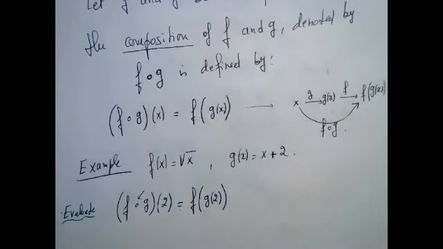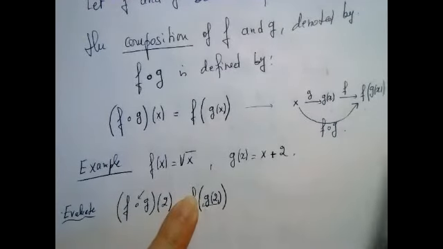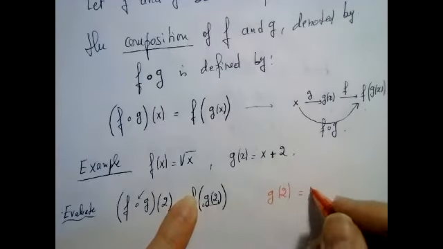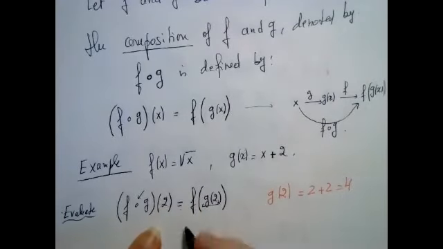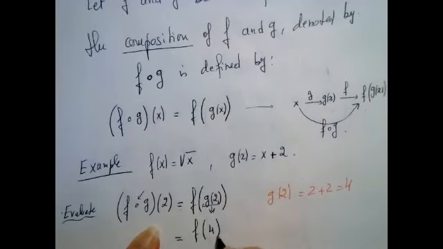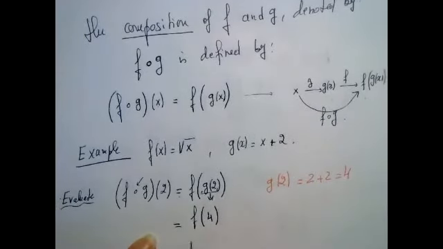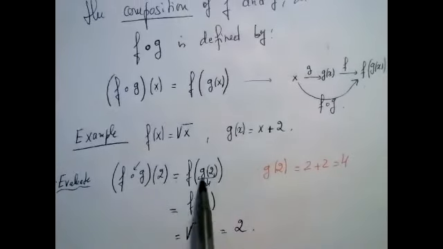So let us compute that. To find this, first I need to find g of 2. So on the side, I'm going to compute g of 2. g of 2 is 2 plus 2, which is equal to 4. So this is going to become f of 4, and then I find f of it. What is f of it? It's the square root of 4, which is equal to 2. Okay, so that's how we do that. First we find g of 2, and then f of g of 2, and then we get that.